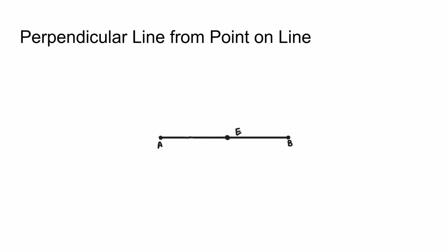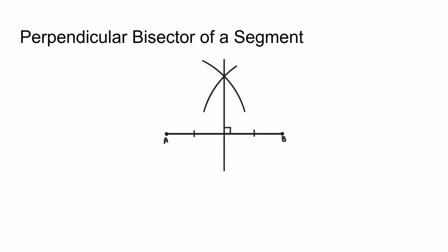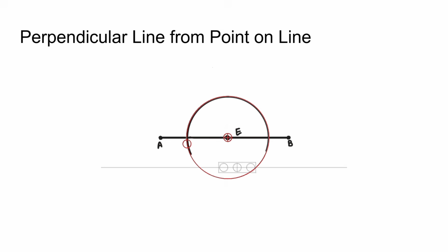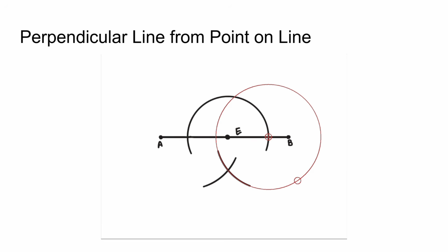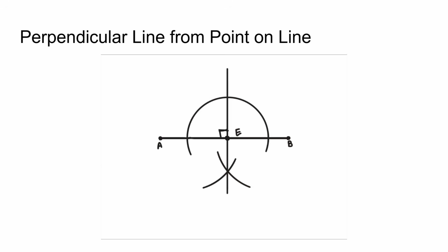And then perpendicular line from a point on the line. This is not always the midpoint, right? So when we have to construct the perpendicular line from that point, this is not always the midpoint, so it's different from the perpendicular bisector. We want to hold our compass at point E, and then we want to draw an arc that intersects the segment AB twice, and then we want to make an arc there, and then keep the same shape of your compass and draw another arc, and then construct the perpendicular line.